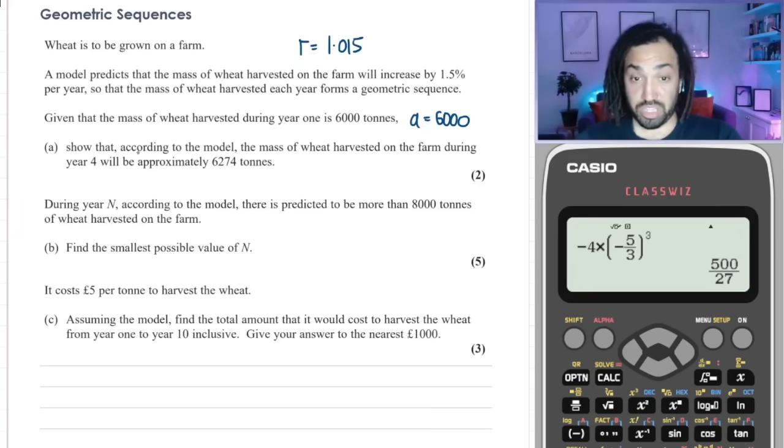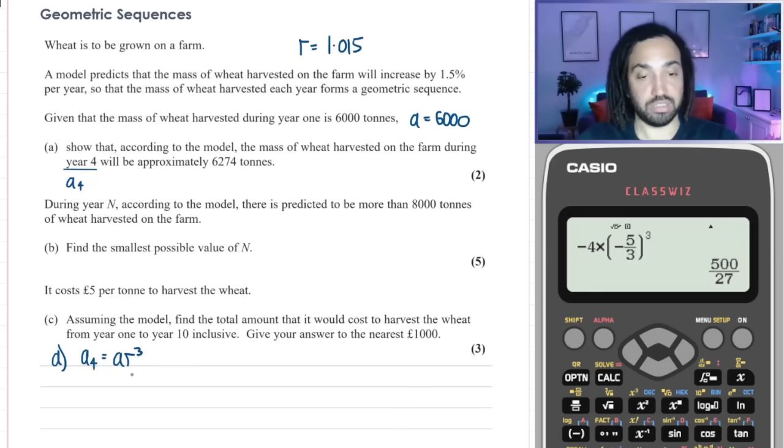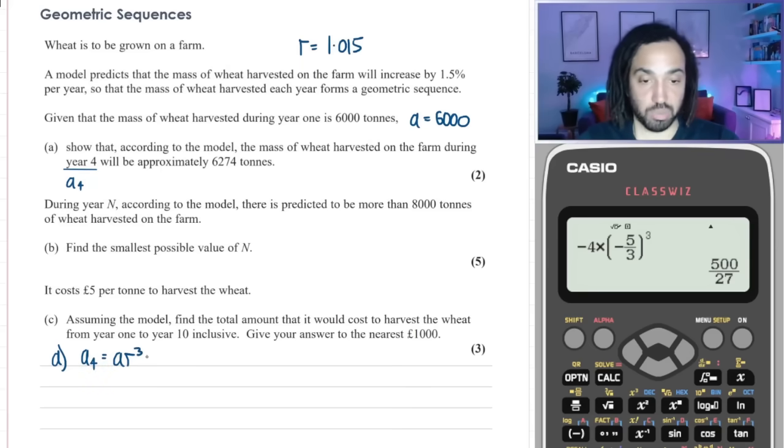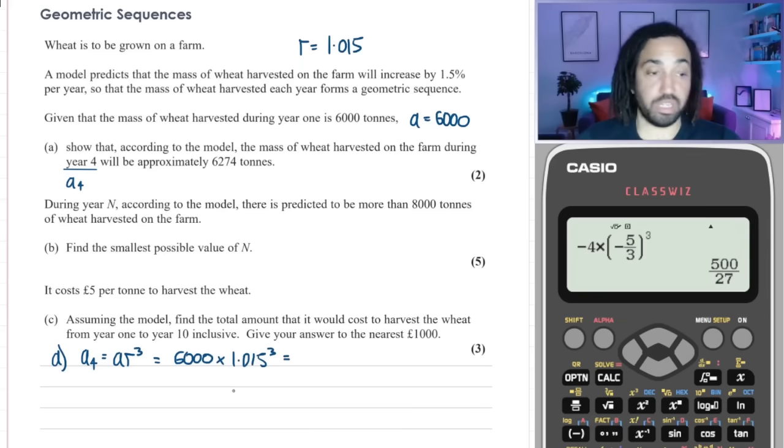Then it says, show that according to the model, the mass of the wheat harvest on the farm during year 4 will be approximately this. Okay, so year 4 means we're looking for the fourth term. So in a geometric sequence, the fourth term is equal to ar to the 3, because it's always a times r to the n minus 1. So this is 6,000 multiplied by 1.015 to the power of 3. And we can do that on our calculator, no problem.